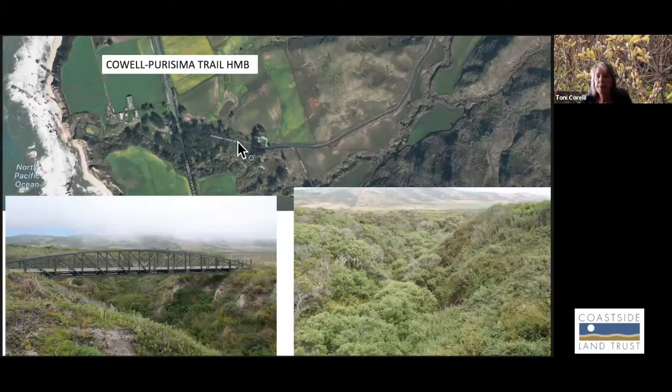One great trail to see the riparian vegetation is the Cowell Purisima Trail in Half Moon Bay. The trail runs right along the cliff edge and with a bridge that crosses over the Purisima Creek, where you can see the riparian vegetation and the understory vegetation associated with it.